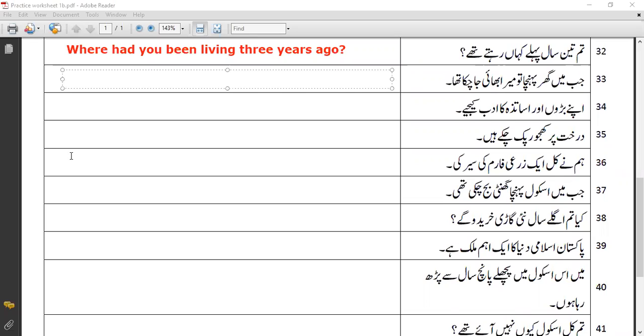Okay, here. So, जब मैं घर पहुंचा. Okay, जब मैं घर पहुंचा. In this sentence, you need to write when. When I reached home. Okay, now next part of the sentence. तो मेरा भाई जा चुका था. When I reached home, my brother had gone. Okay, look at the condition here.